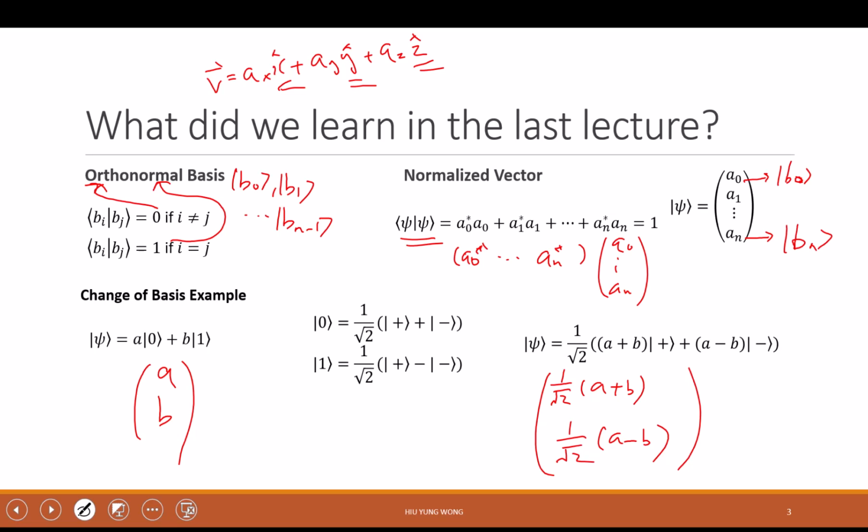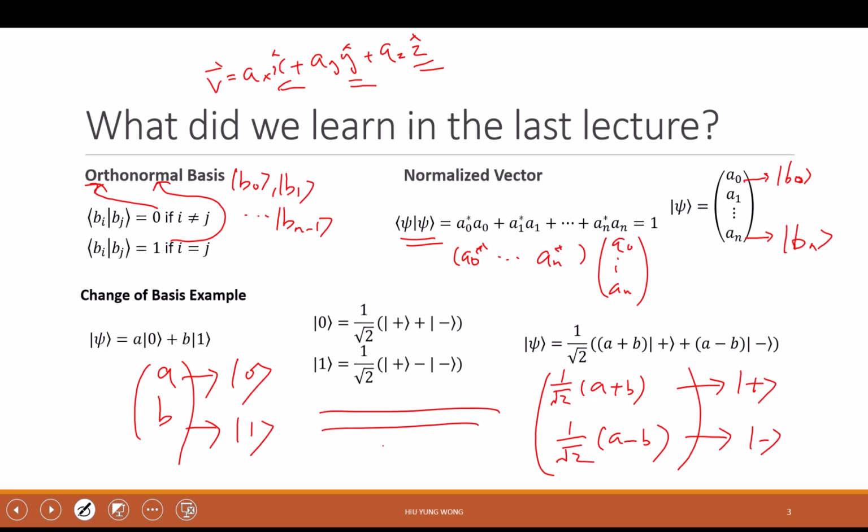Again, whenever we write in a column form or matrix form, we need to remind ourselves what the basis states are. In this case, it says I have a part of 0, I have b part of 1. And in this case, it is 1 over square root 2 (a plus b) part of plus, and this is that much of minus. Okay, so remember this, and in that case, these are the same.